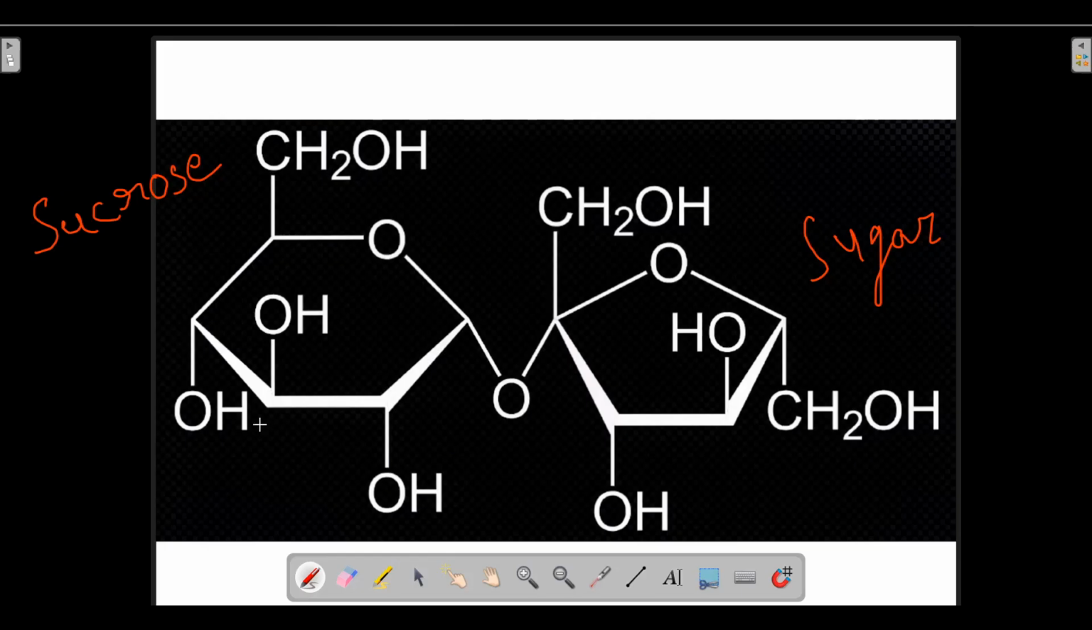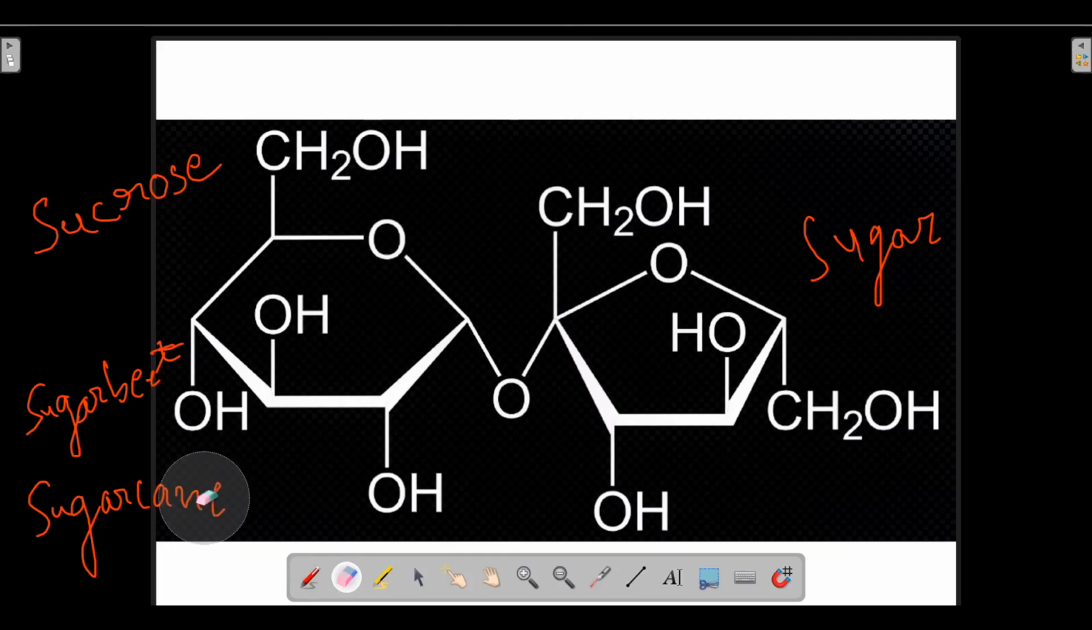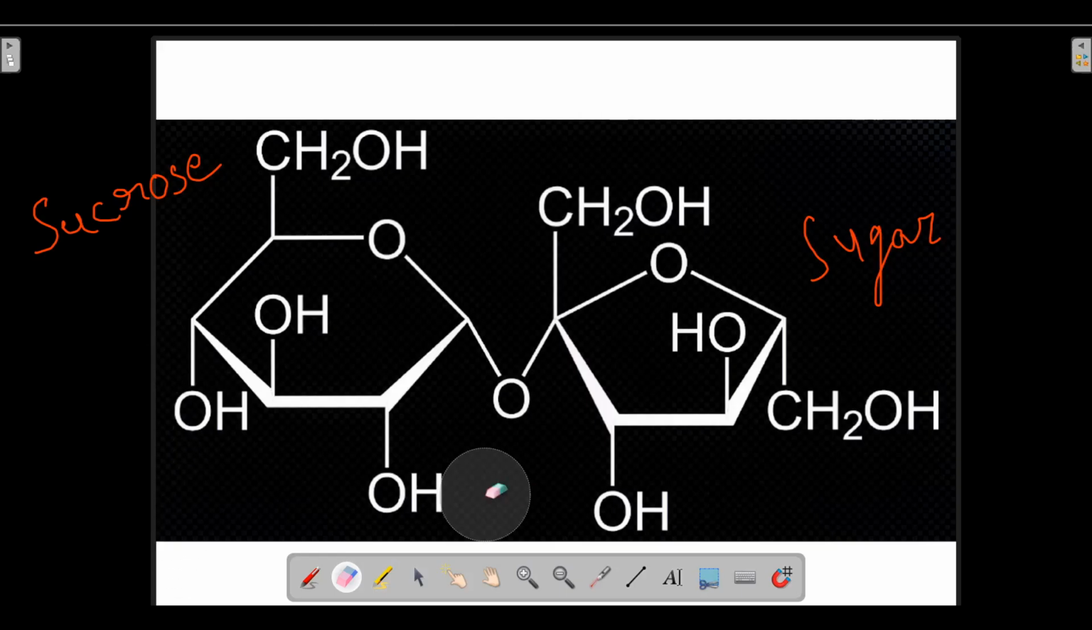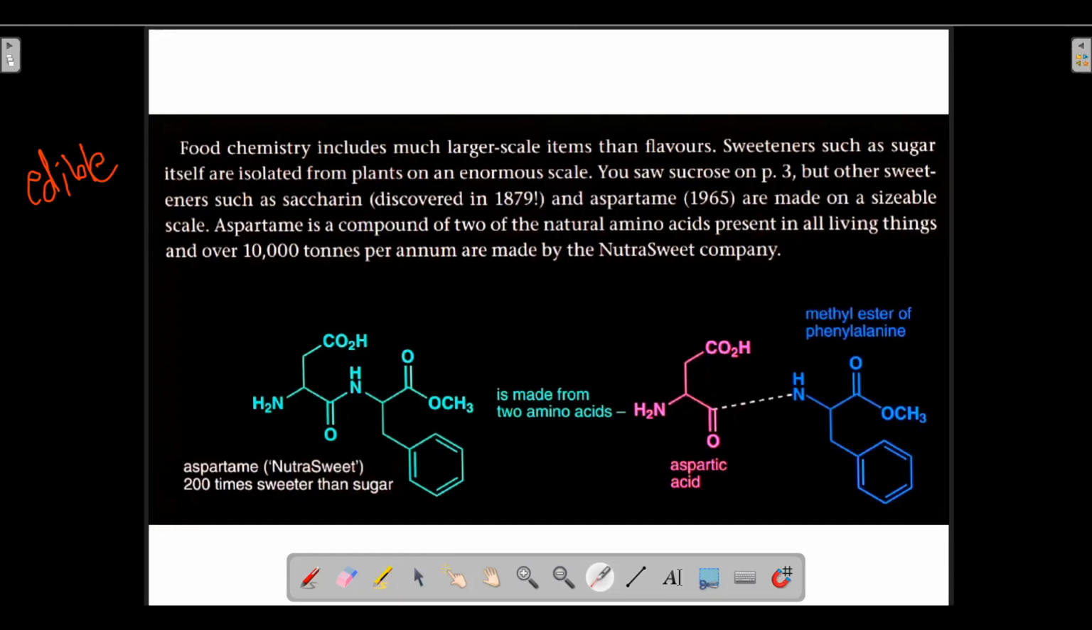This is obtained from sugar cane, and it can also be obtained from sugar beet. Sugar cane and sugar beet are the two main sources of sucrose. So it is a sweetener. Sucrose is a sweetener, and sweeteners such as sugar itself are isolated from plants on an enormous scale.